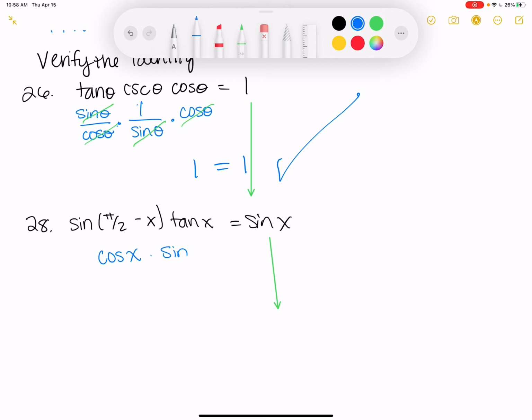And then tangent is sine over cosine. And then it cancels out and gives you sine. Yes. And now we cancel. So sine of x equals the sine of x, and we put a check mark to show that it worked.